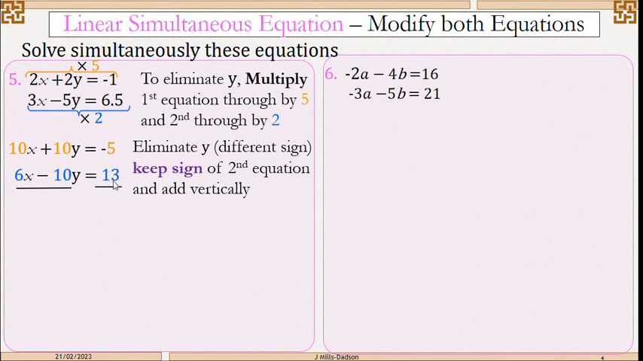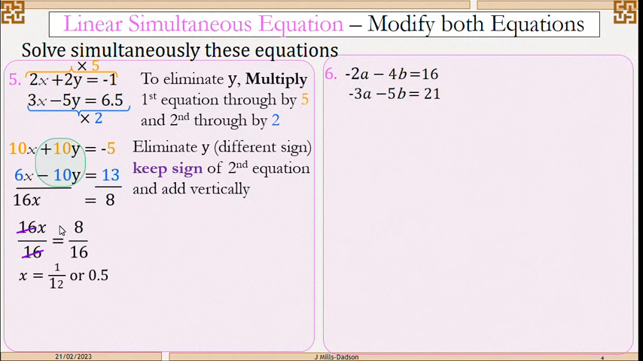Negative 5 plus 13, we get 8. So we have 16x equals 8. So to find x, we divide through by 16. And 16 crosses out 16. So x is equal to 8 over 16, which simplifies as a half, or 0.5.